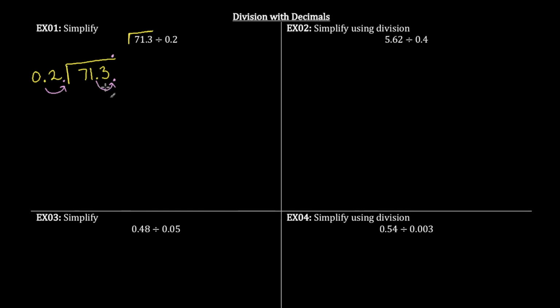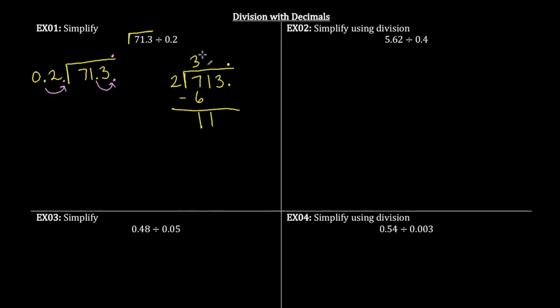So if you don't like how that looks, then I would just write my new values here. 7, 1, 3. If you can do it from here, but if there's too much going on, then I would just rewrite it. So 2 goes into 7 3 times. We get 6. We subtract, we get 1.